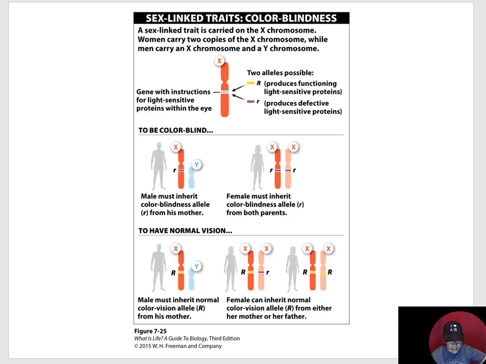Let's take a look at sex-linked traits. So we're looking at different ways that genes can have expression. A sex-linked trait is carried, for example, on the X chromosome. Women carry two copies of the X chromosome, while men carry an X chromosome and a Y, so they have one copy. So let's say we have a gene with instructions for light-sensitive proteins within the eye. And let's just call this gene R.